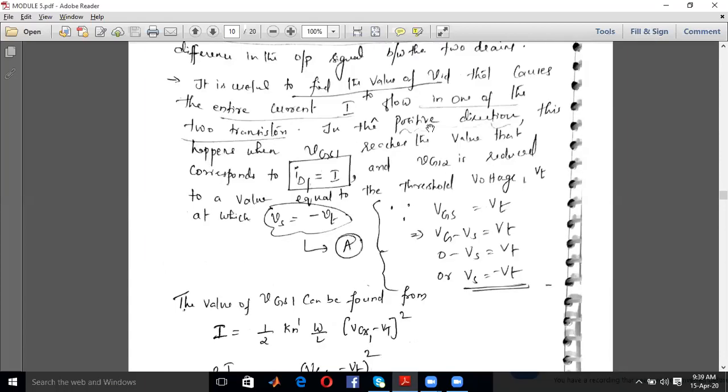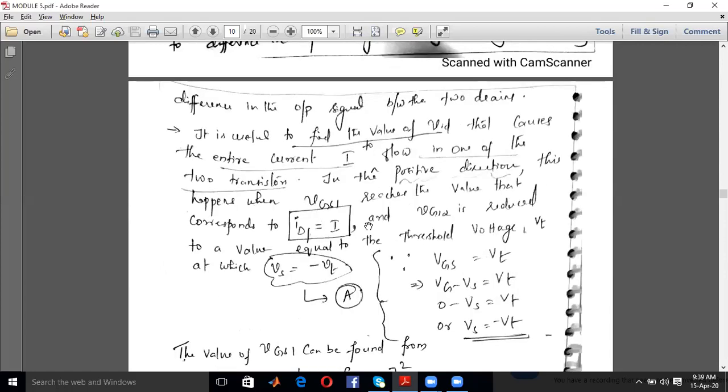So in this particular situation, ID1 is equal to I. When this is happening, please read this point. It is useful to find the value of VID that causes the entire current I to flow in one of the two transistors, either through Q1 or through Q2.